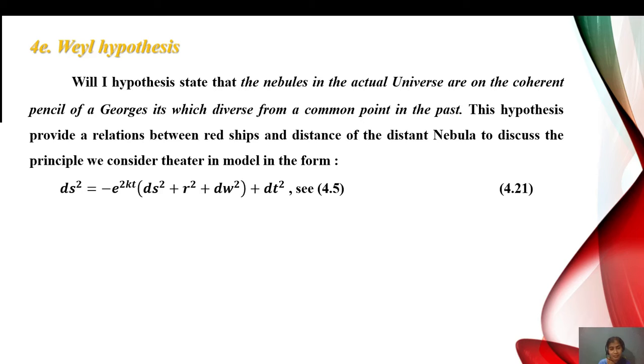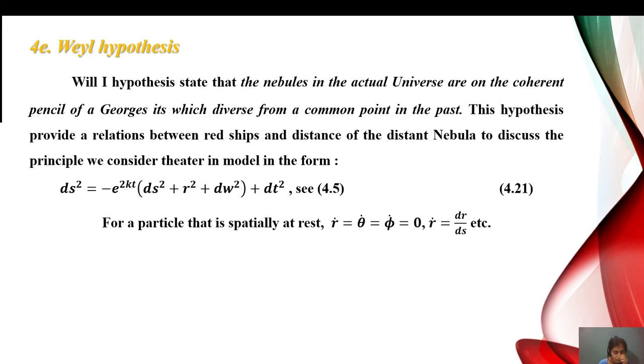R is the center, given as r equals 0, but the light is emitted from one part to another, and when the distance is decreasing, the light is also decreasing at that part. Then ds squared equals e to the power 2kt times (dr squared plus r squared dω squared), plus dt squared. See the equation in this form.